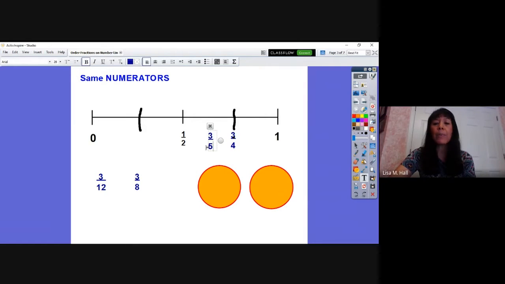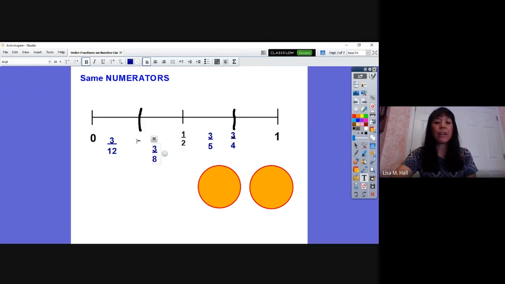But if I'm thinking about my pieces, if I have 3 pieces of 5, that means there's 5 equal pieces, or 4 equal pieces. If you're sharing with 5 people, those pieces are smaller than if you're sharing with 4 people. So I'm confident that 3/5 is more than 1/2, but less than 3/4. Now we've got 12ths and 8ths. I've got 3 little teeny pieces, and I have 3 in-between pieces. I feel confident that the 12ths are smaller than the 8ths.